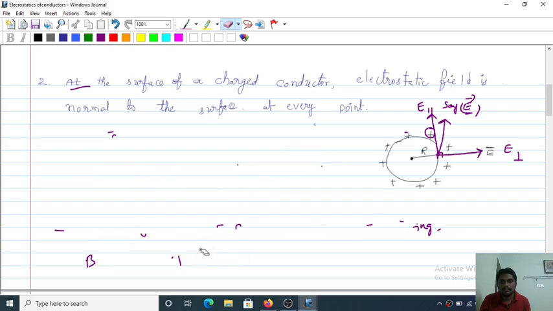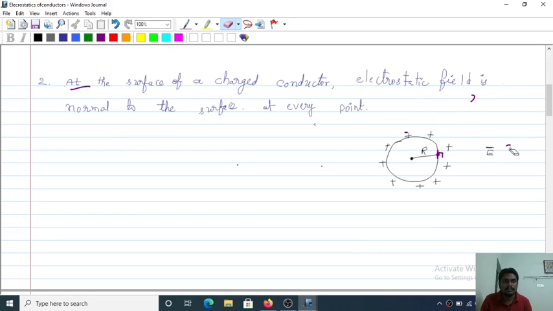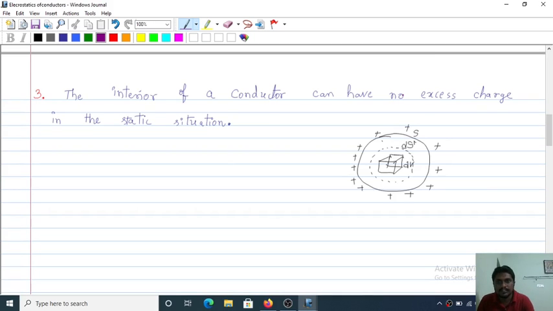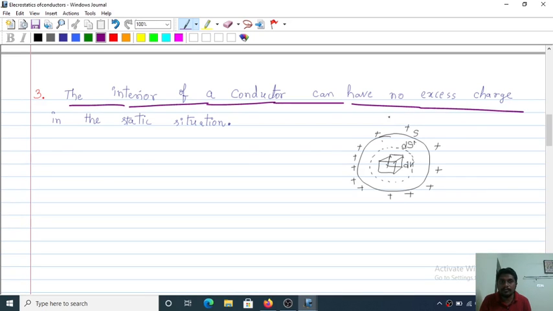So the second property is that the electric field is always perpendicular to the surface. This is about the second one. Next, the third one: the interior of a conductor can have no excess charge in the static situation.